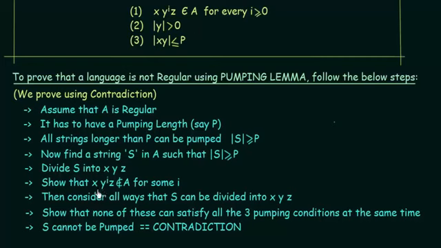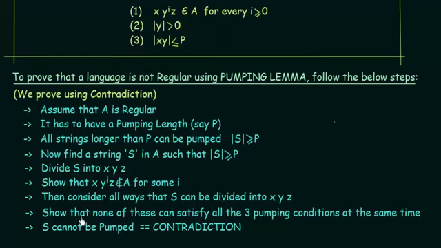So we will show that when you increase the number of this y part, the middle part, the string that you obtain as a result, x y^i z, does not belong to A. The resulting string that you obtain does not belong to the language A. And then you consider all ways that s can be divided into x, y and z.